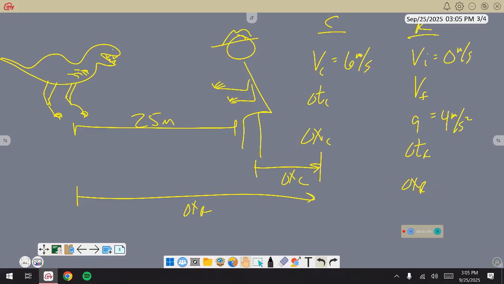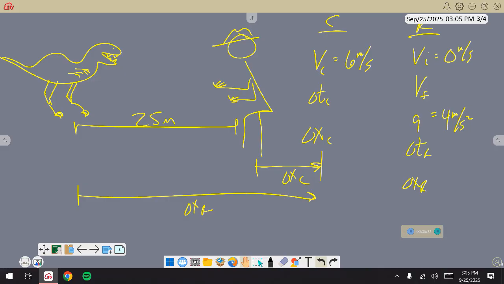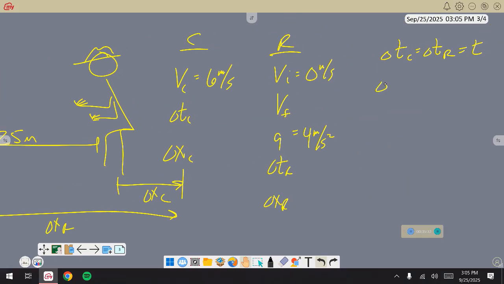Hopefully by drawing that very simple picture, you can now recognize the relationship between those two displacements. What are they? Delta XR is equal to delta XC plus 25. Yeah, how far the Raptor goes is going to be however far Chris goes plus 25 meters. So let's write that down. The displacement of Raptor is equal to the displacement of Chris plus 25 meters.